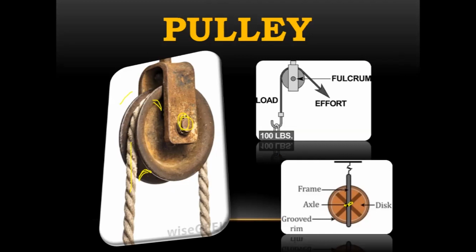Now you know what the disc is. This is what you call a disc, which has a grooved rim, and this groove is helping to hold the rope. And we have a nail and we have an axle, and this is what you call a frame. See, this picture is here with all the parts. This is what you call a frame. The frame is right here. So the nail and the grooved rim, they are all fixed with the help of this frame.